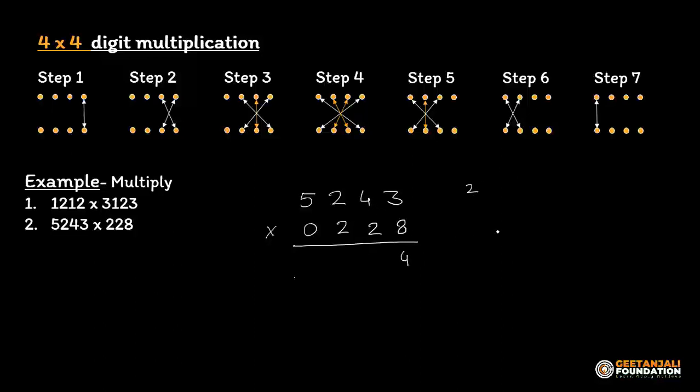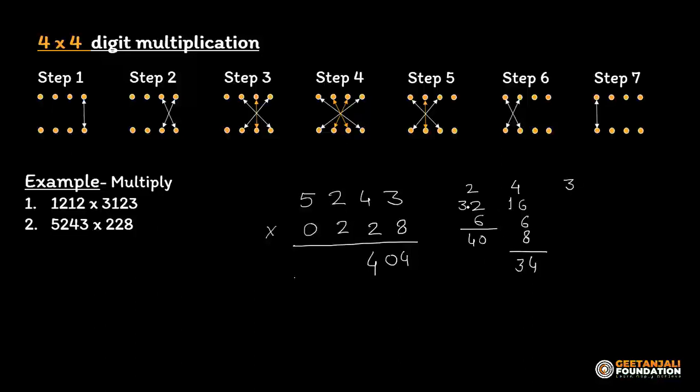8 4s are 32. 2 3s are 6. Now add them, so it becomes 40. So you write 0 here. Now 4 carry for the next step. Take these two. 8 2s are 16. 3 2s are 6. 4 2s are 8. So 10, 18 and 24. So it will be 34. So take this 3 carry here.